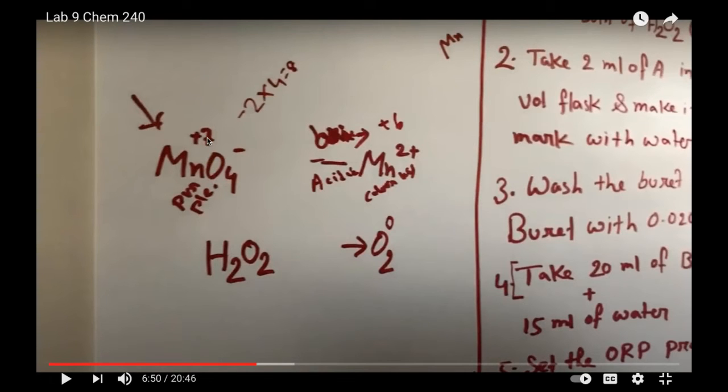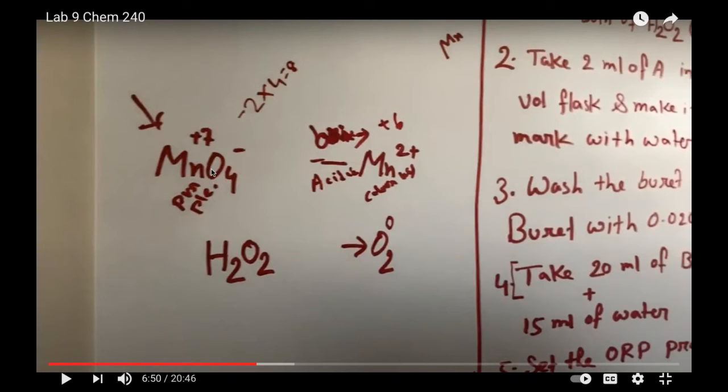But when you use a basic medium, KMnO4 becomes from the +7 to the +6. So what is going to happen here actually? The oxidation number of Mn is decreasing. For the basic medium, it is decreasing from the +7 to the +6, a smaller decrease. And for the acidic medium, it is converting from the +7 to the +2.